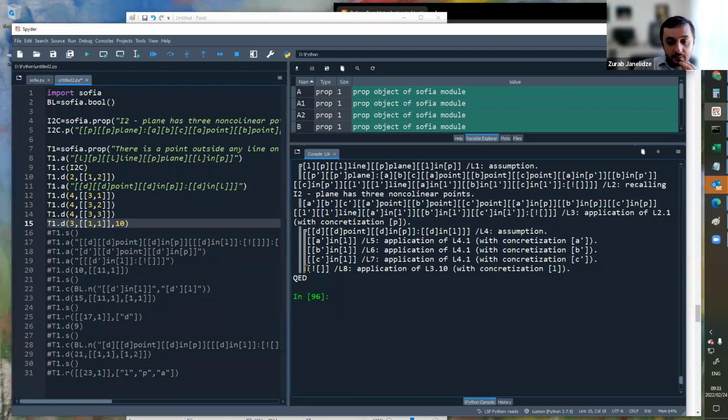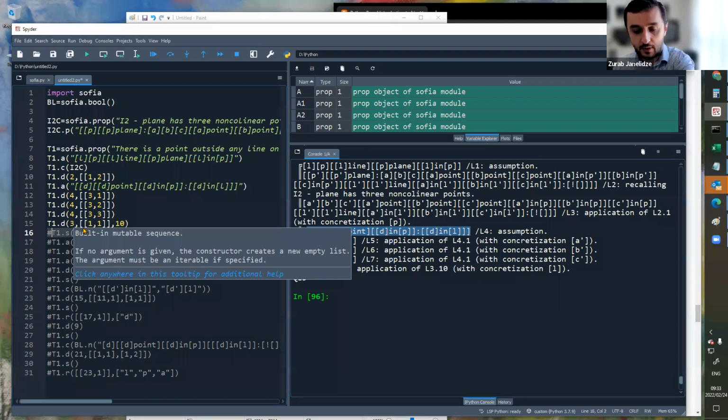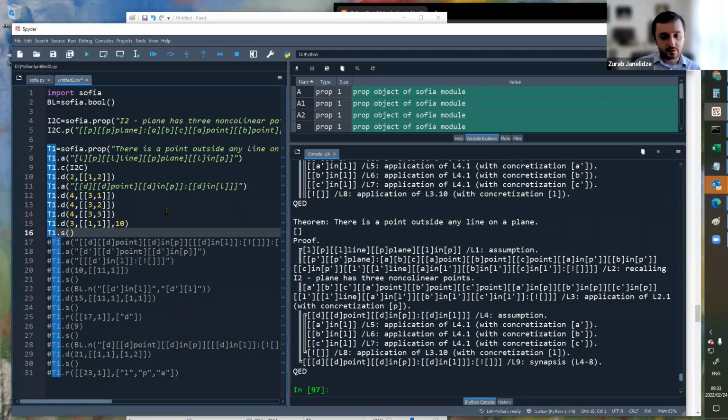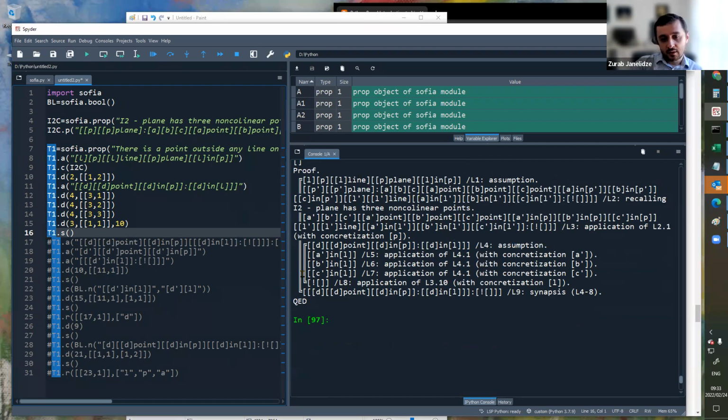Okay, so we deduced fallacy from the assumption that every point lying on P also lies on L. That's good. Now we can step out from this assumption. Do synopsis, this .s rule. And you see, in line 8, assumption depth was 2, that we see by this double vertical line. But now we've stepped out of the assumption, and assumption depth is back to 1.